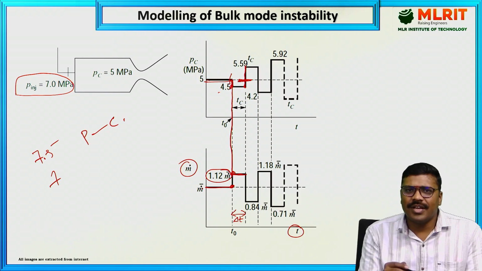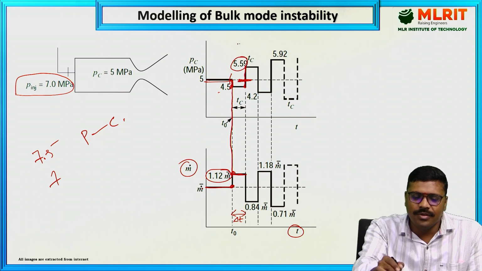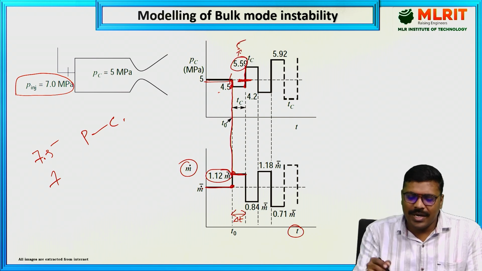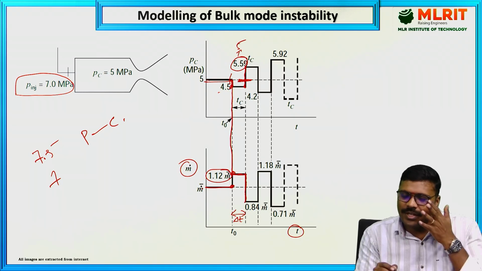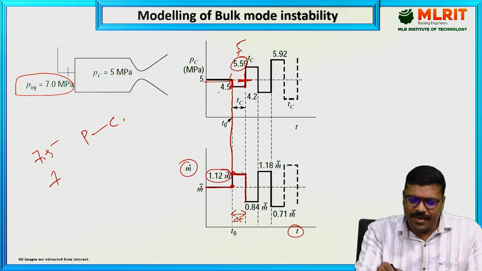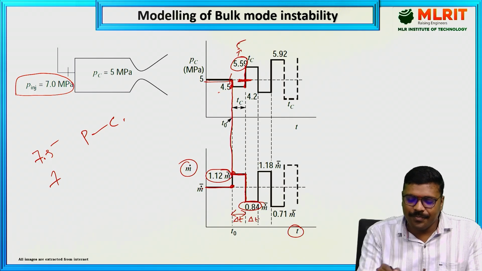So what is our next step? What is the next step to be done by the actuator? We have to decrease the pressure from 5.59 to 5. So again the actuator will decrease the mass flow rate, m dot, because the chamber pressure has increased to 5.59. The mass flow rate is decreased to 0.84 times the mass flow rate. Then it has taken some delta T time to react.